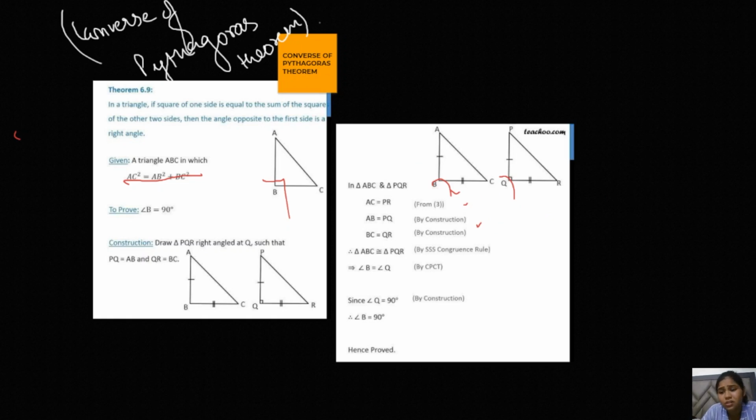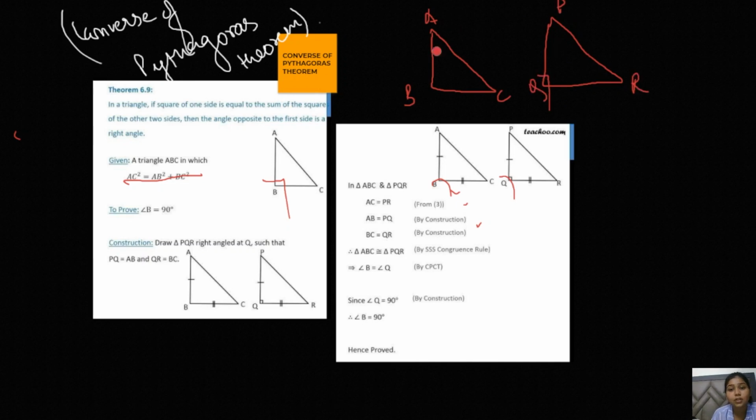This is very easy. You just have to know what this is exactly, right? I hope that's clear to you, how we have just proved it. There is a bit of construction we have drawn in this case, right? So this was ABC and this was PQR. We have drawn a right-angled triangle PQR in such a way that AB is equal to PQ and BC is equal to QR.